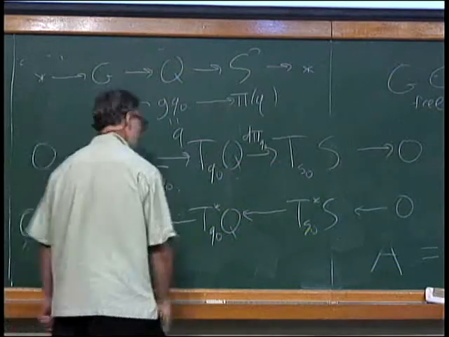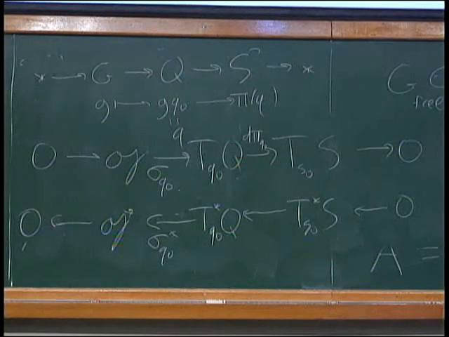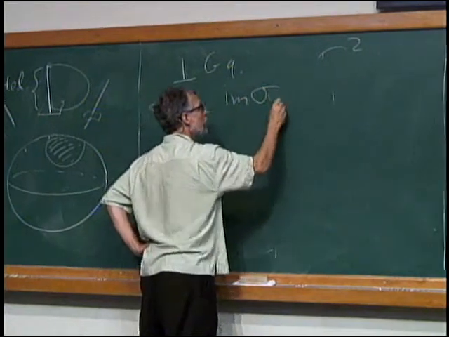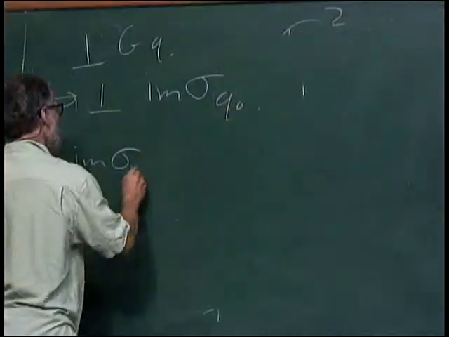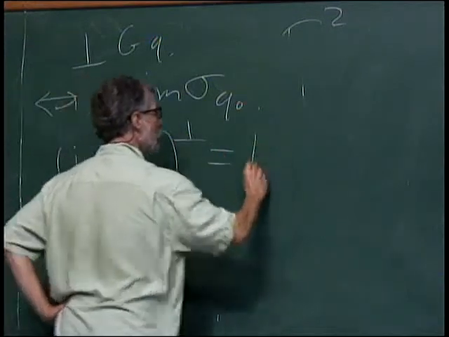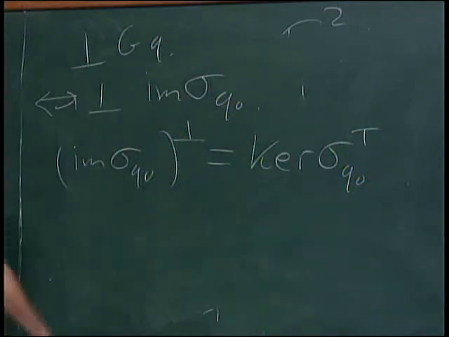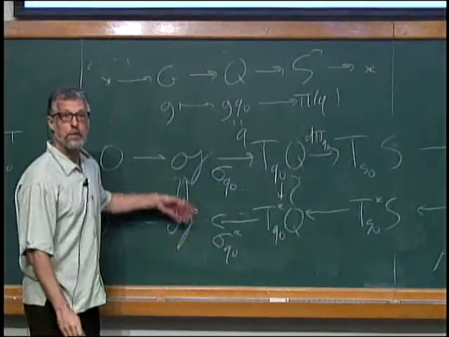Now, what are we trying to understand? We're trying to understand what it means to be perpendicular to the group orbit. Perpendicular to the group orbit is the same as perpendicular to the image of sigma Q naught. Well, linear algebra: the image of sigma Q naught perp is the kernel of sigma Q naught transpose. What does sigma Q naught transpose here mean? It means use the metric. We have a metric. Here use the killing form, say. Okay? So you identify these two spaces.